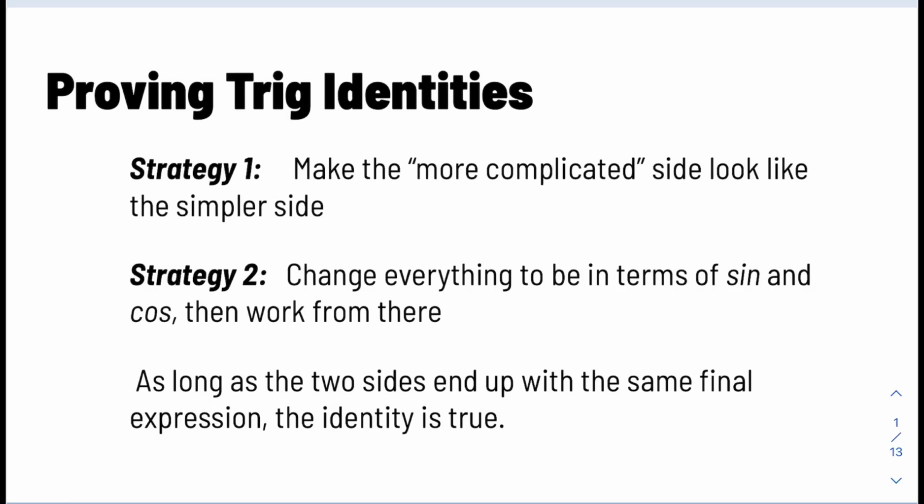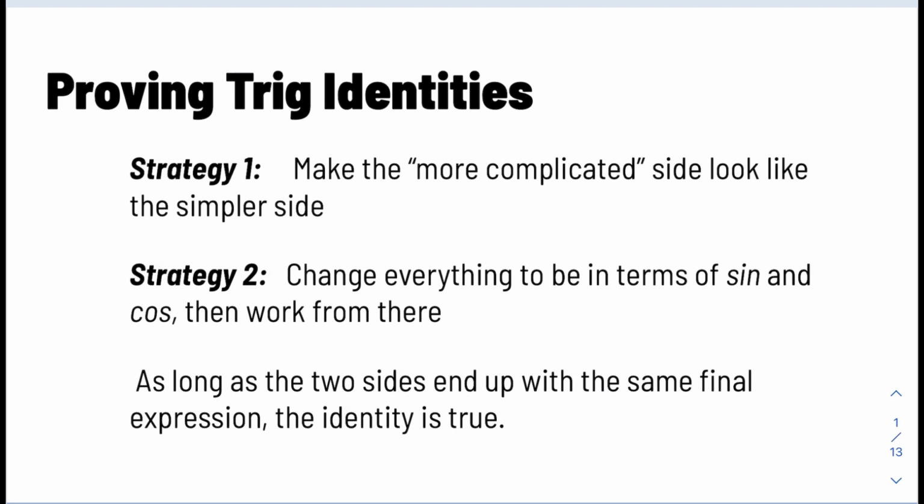Today's video is going to cover using trigonometry identities to be able to prove statements. There are two main strategies that we use to prove these identities to be true. The first one is if you have one side that looks more complicated, it's always going to be easier to simplify that side and turn it into the more basic side. The other strategy, and I like to do both of these at the same time, is to change everything in terms of sine and cosine and then work from there.